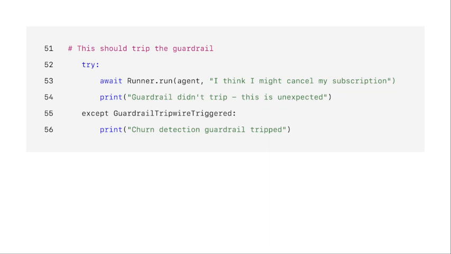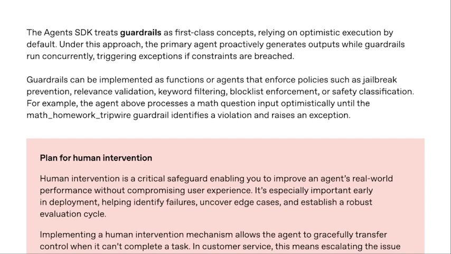So we are doing that in the second try block. We are printing guardrail did not trip. This is unexpected. And in the guardrail tripwire triggered case, we are printing the chunk detections guardrail trip.